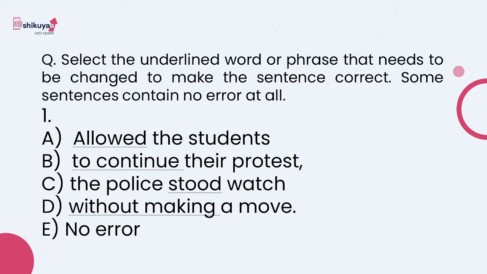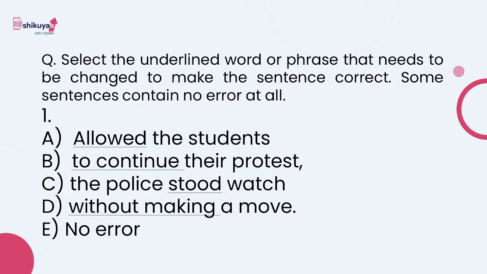So the given question is: part A, allowed the students to, part B, to continue their protest. Part C, the police stood watch. Part D, without making a move. So that is the complete sentence, and we have to identify where the error is.